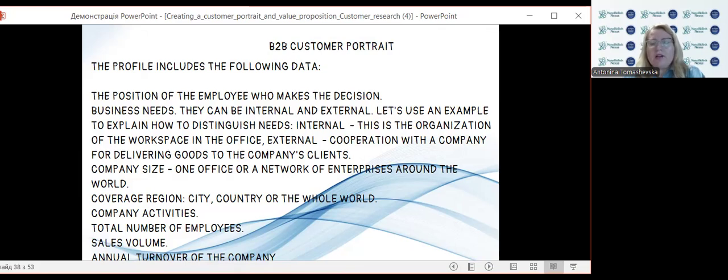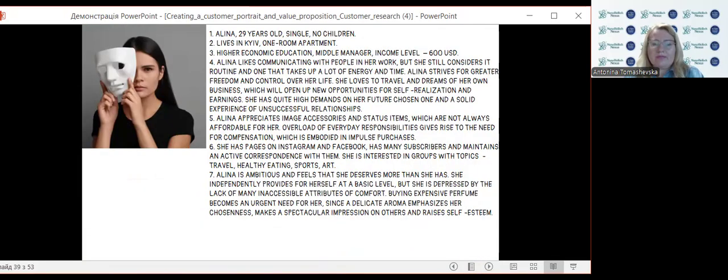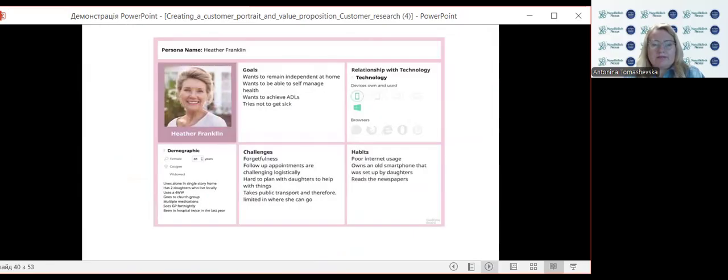Company size: one office or a network of enterprises around the world. Coverage region: city, country, or the whole world. Company activities. Total number of employees. Sales volume: the turnover of the company. Here you can see examples of a client's portrait.